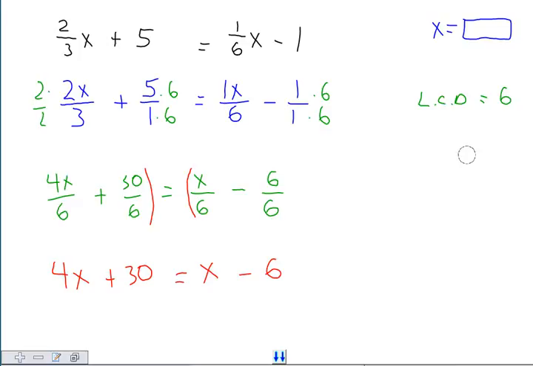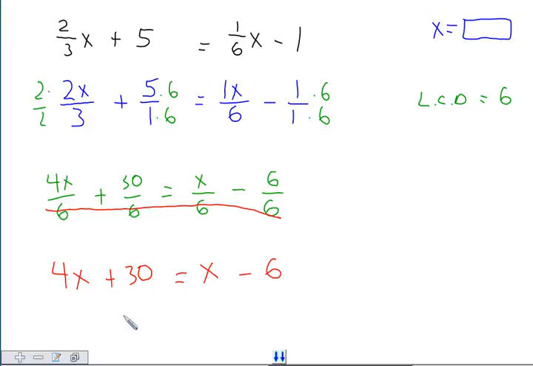Instead, as soon as I get a common denominator, I can just drop the denominators. And I'm just left with 4x plus 30 equals x minus 6. Now, this is an equation that's much easier to solve.